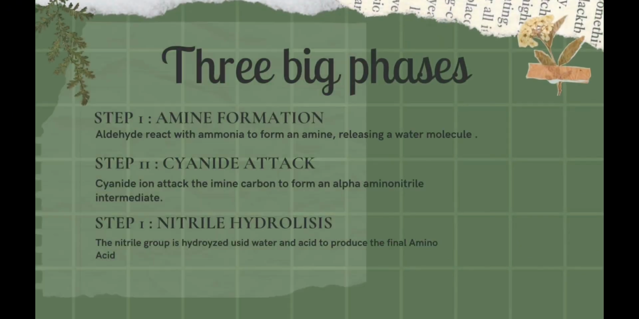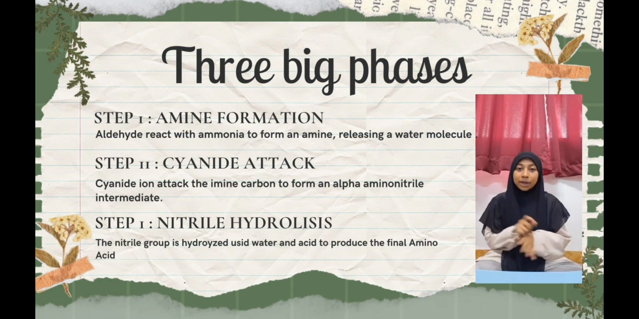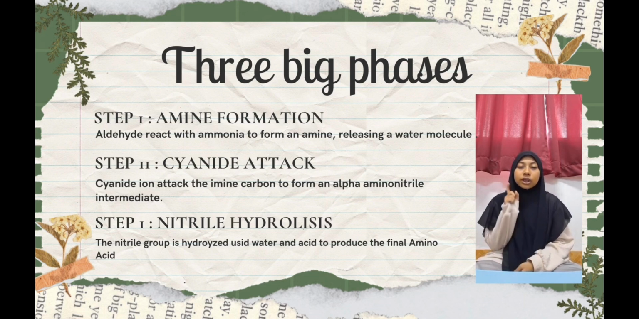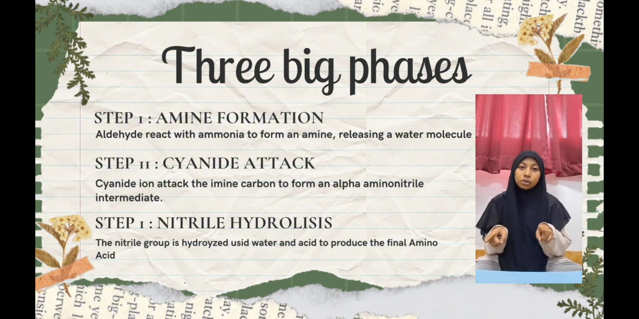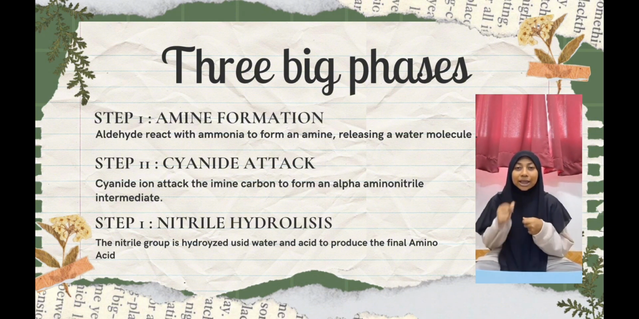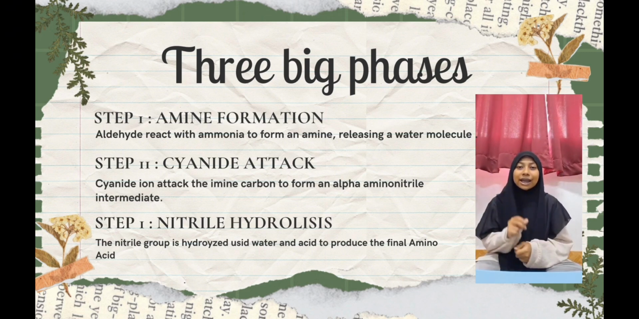To wrap things up, we can easily summarize this entire mechanism into 3 big phases. First, amine or imine formation, where the aldehyde reacts with ammonia, kicking off the water molecule. Second, cyanide attack, where the cyanide ion attacks the imine to give us the alpha amino nitrile intermediate. And third, nitrile hydrolysis, where we use water and acid to fully hydrolyze the nitrile group into the final amino acid.